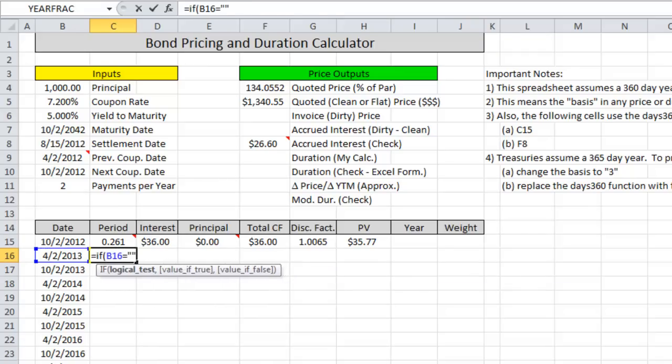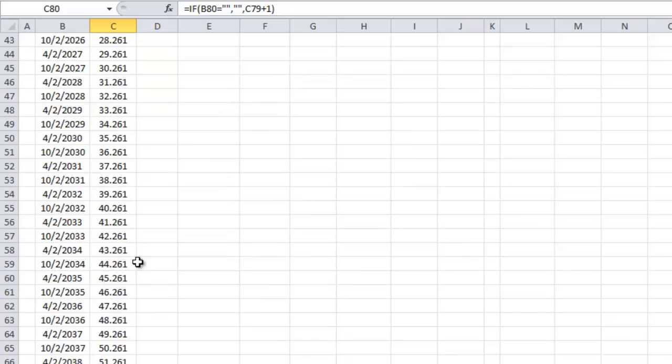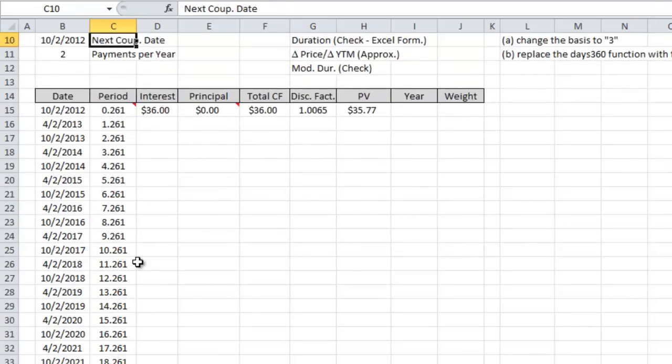If the date equals nothing, then give me nothing. That means we're outside of the maturity date. If, however, there is a date, just give me the previous period plus 1. Don't need to lock anything in. No absolute reference is necessary there. Should be able to shoot that on down the line, and it will stop as well when it needs to.